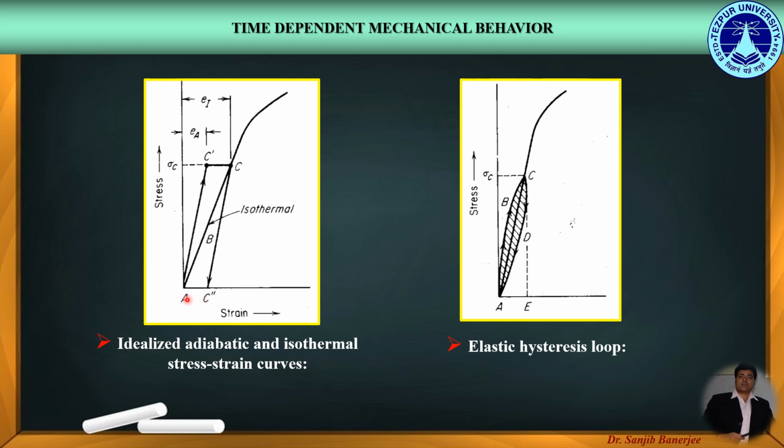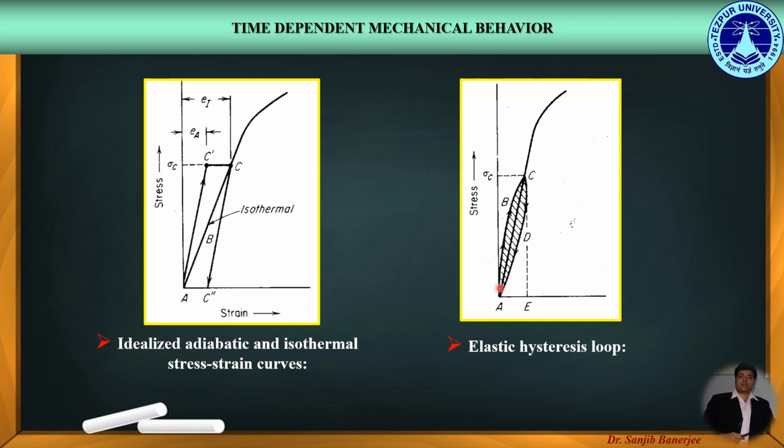Thus, the result is a closed hysteresis loop A, C dash, C, C double dash and A. So, this is the adiabatic stress strain curve, which may be called idealized, and this A, B, C is the isothermal stress strain curve. However, in an actual material where the specimen is loaded and unloaded in a continuous cycle, the elastic hysteresis loop will look like this particular figure. As we can see, this is the elastic hysteresis loop in a practical condition.